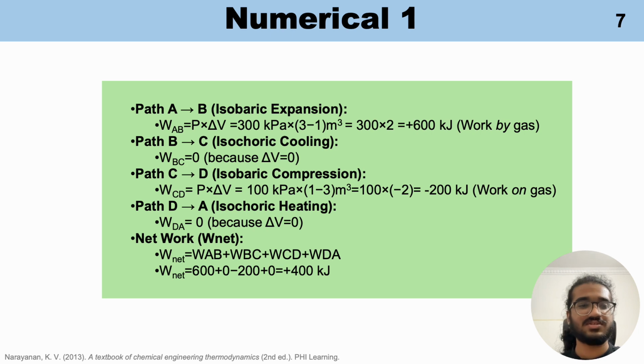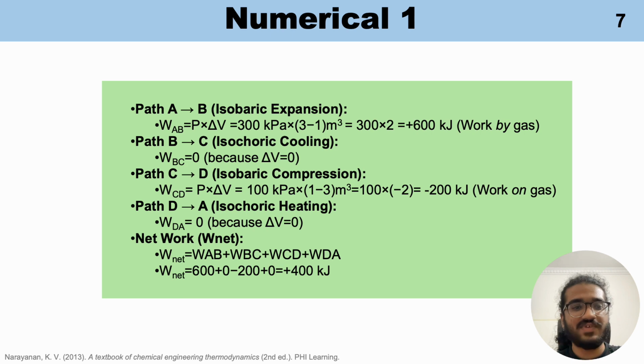So to work this problem out, from path A to B, where isobaric expansion is occurring, we can see that work from A to B can be calculated by pressure into the change in volume, which can be represented as 300 kilopascals into 3 minus 1 meter cube, which is equal to 300 into 2, which is 600 kilojoules, which is the work done by the gas.